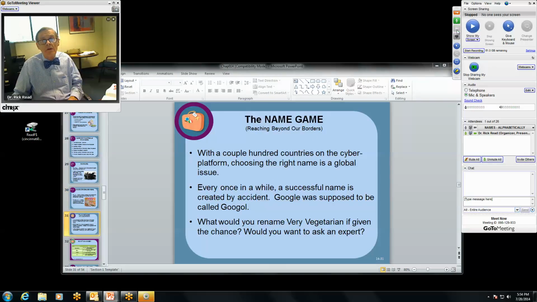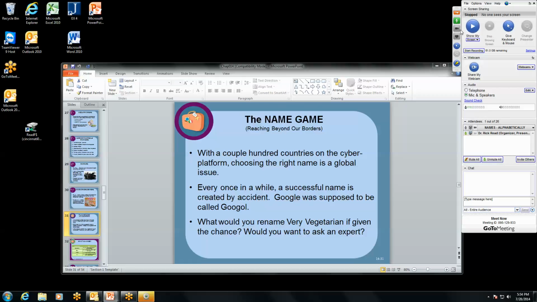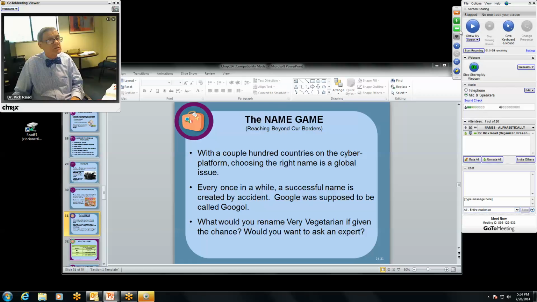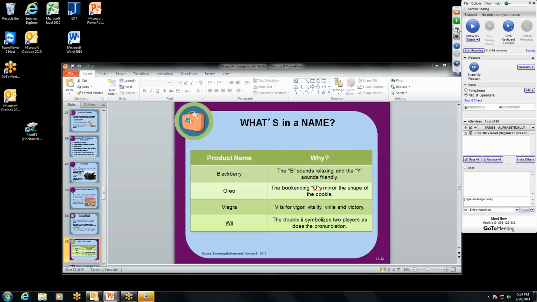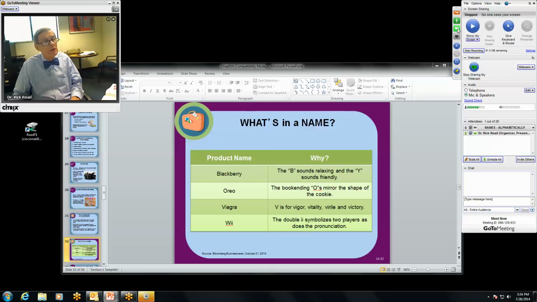This is a name game. I'm not going to talk to you too much about this. This is one of those slides that's just interesting to see and doesn't require much information. And this again goes along here. Different things about how names got to be where they are, and why they were stuck where they were.